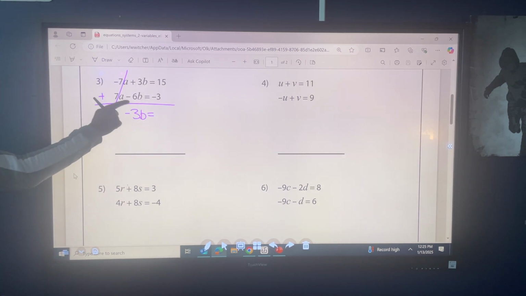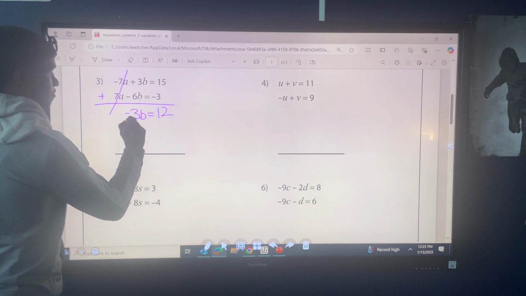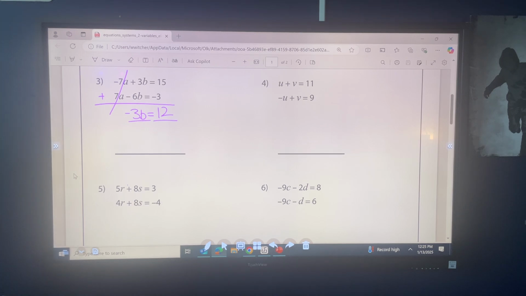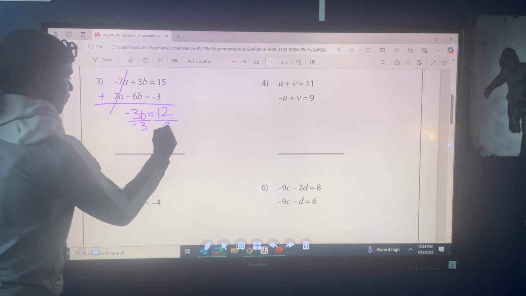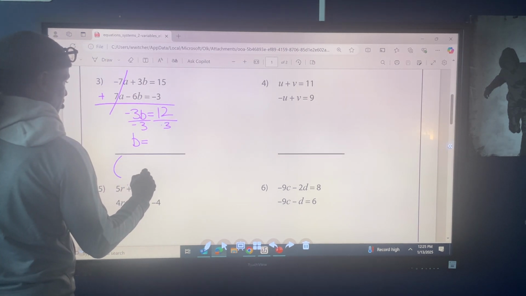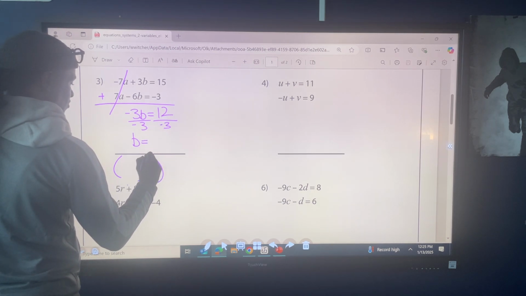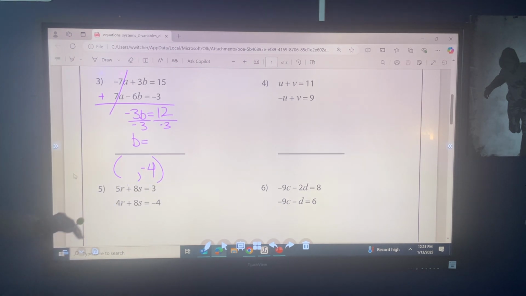And then 15 plus negative 3? 12. Then I do what on both sides? Yeah, so you're going to solve for B. So you got your B value. Your B value is what? Negative 4. So there's your one value that you can put in there. It would be negative 4.